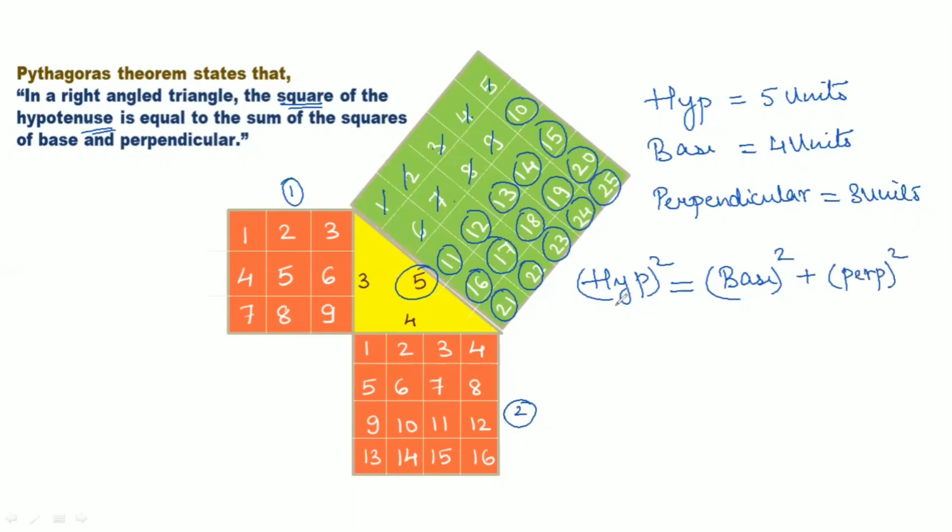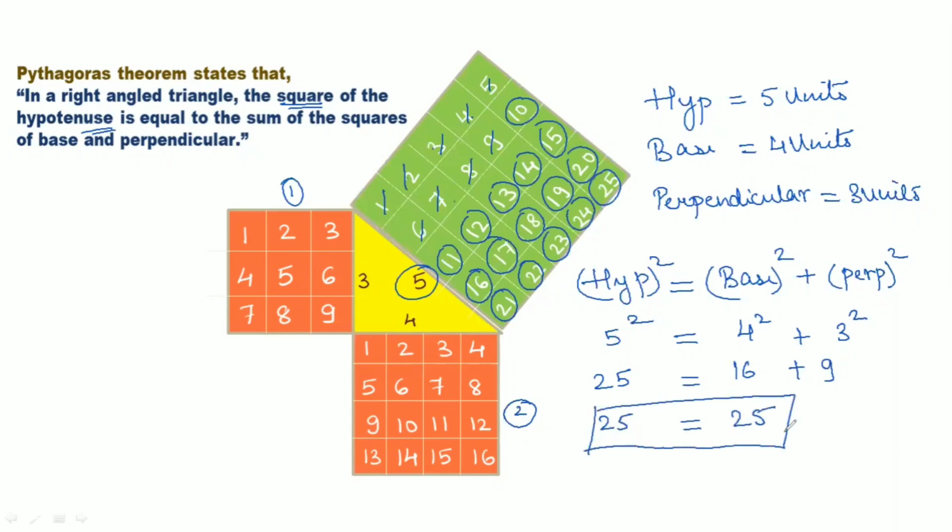Let us check it now. The hypotenuse is 5, that is 5 square, equals base square, base is 4 square, plus perpendicular is 3 square. So the left hand side, that is the hypotenuse square, is 25, whereas base square is 16 plus 9, which is 25, equals 25. That is, left hand side is equal to right hand side, which is exactly the same as I said: the sum of the areas of these two squares was exactly equal to the area of the square on the hypotenuse. I hope students you are all clear now with the Pythagoras theorem.